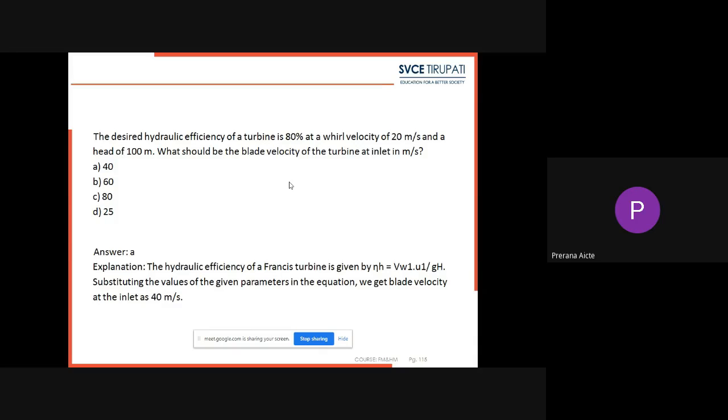So another one, same question. The desired hydraulic efficiency of a turbine is 80% at a whirl velocity of 20 meters per second and a head of 100 meters. What should be the blade velocity of the turbine at inlet in meters per second? So for that one, again we are going to use the same formula for hydraulic efficiency, eta H equals VW1 into U1 by GH. So substituting all this, we can get the blade velocity at the inlet as 40 meters per second.